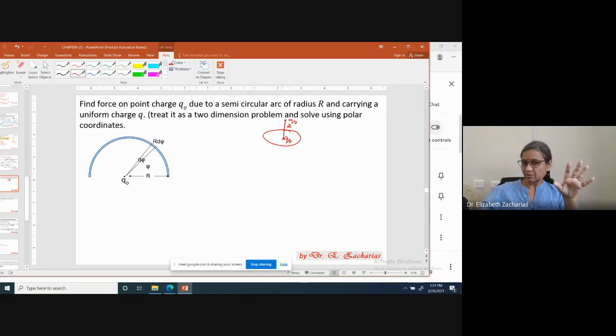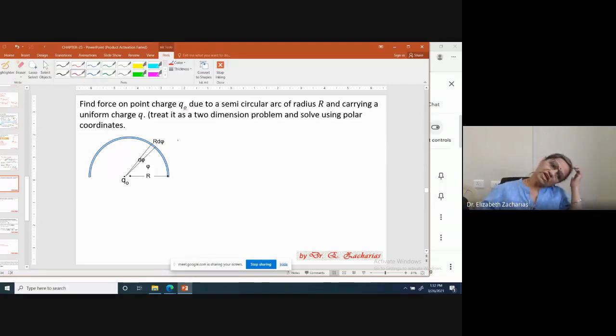Yes, same as the last problem. Last time it was a full circle and on the axis at a distance z, you placed Q naught. Now bring Q naught to the center. If it's a full circle, last time you have seen that if you put it at the center, the force is zero. But now we are not going to have a full circle, we are going to just have half a circle only. Okay, so now you have to find out what is the force experienced by Q naught. Let's assume that Q naught and Q are positive, and let's try solving this problem using polar coordinates.